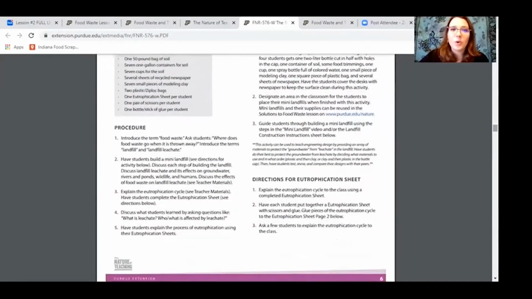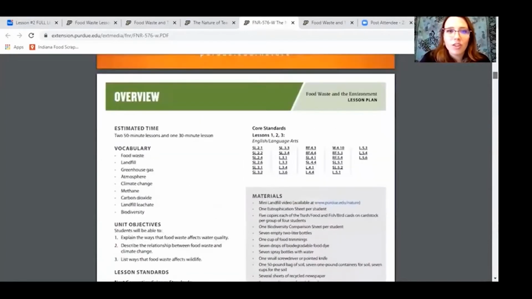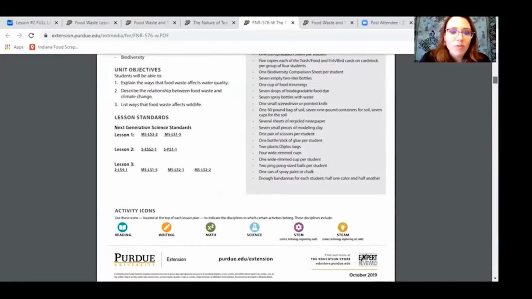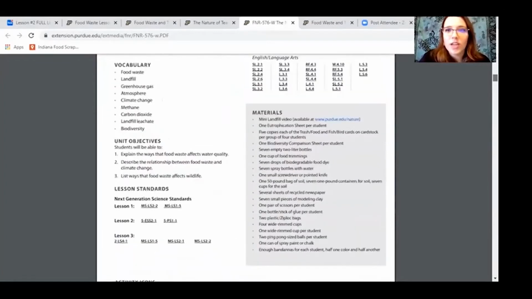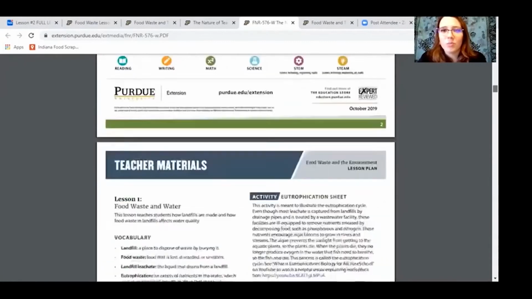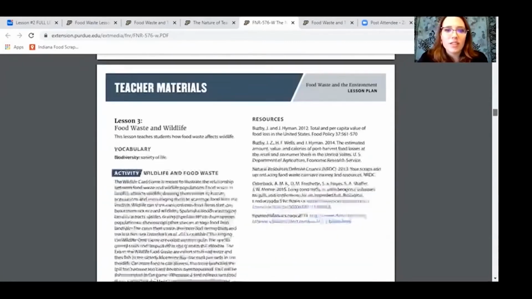So for this lesson, you're going to introduce the term food waste, since it is the first lesson of this unit. You're going to ask students where food waste goes when it's thrown away. You'll be surprised to hear some of the answers. This is for primarily 3rd through 5th grade students. If you look at the standards, there are some 2nd grade and a lot of 5th grade, some middle school standards. So it definitely ranges, but primarily 2nd through 5th grade is what this lesson plan is intended for.